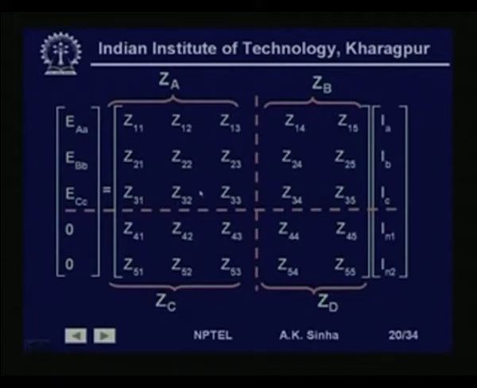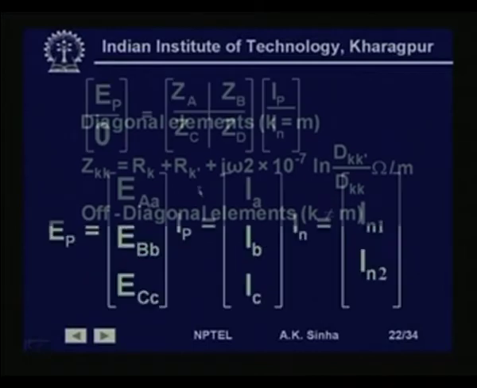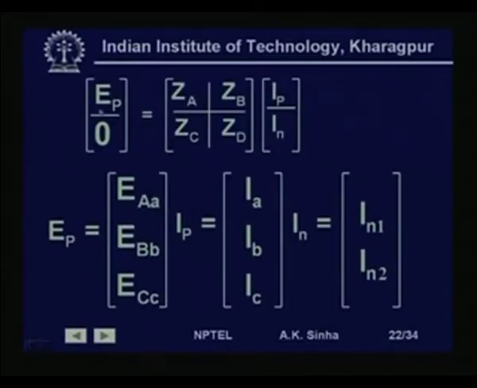Now, since we have already divided this system into 4 submatrices, we can write this whole system of equations in a short form like Ep, where Ep is the voltage drop across the phase conductors, 0 is the voltage drop across the neutral conductors. This is equal to Za, Zb, Zc, Zd into Ip, where Ip is the current flowing through the phase conductors and In is the vector of current flowing through the neutral conductors.